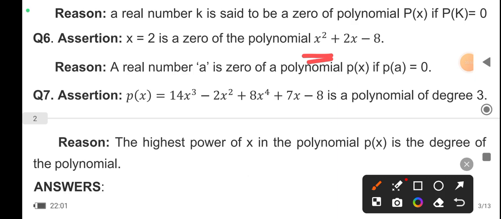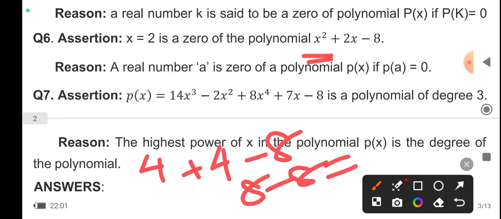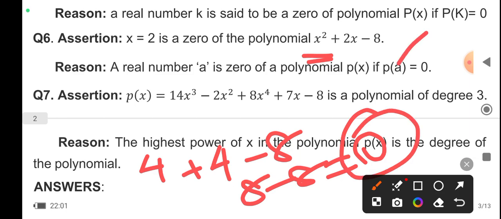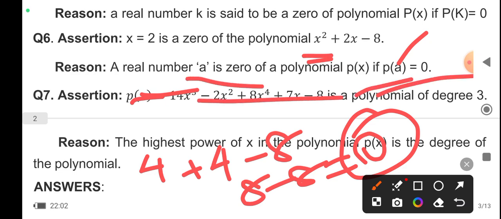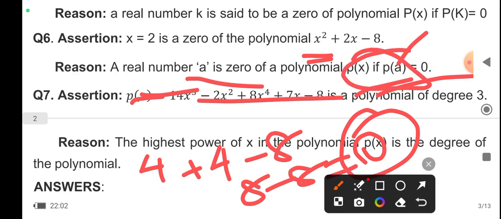It's simple. You don't need to split the middle term. 2 squared is 4, plus 2 twos are 4, 8 minus 8 is 0. So yes, the assertion is true. Now the reason: a real number a is a zero of the polynomial if p of a is equal to 0. This is all 9th standard level. Yes, exactly, so it's correct.